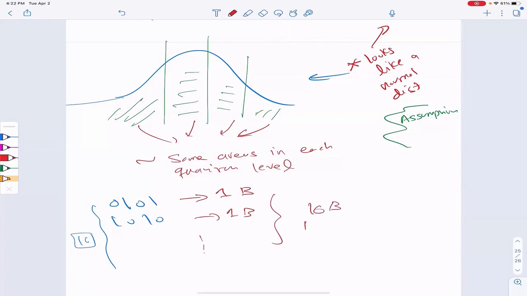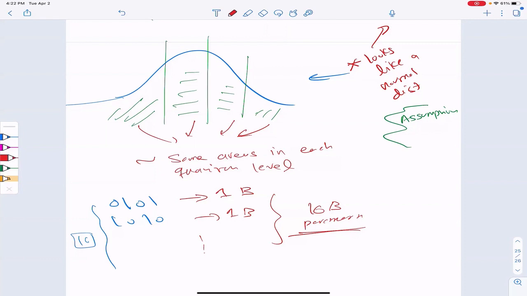16 billion parameters. And in a sense, this is information theoretically optimal because you get a uniform number of weights, number of members in each bucket after the quantization.